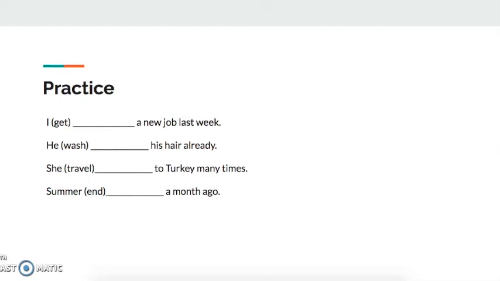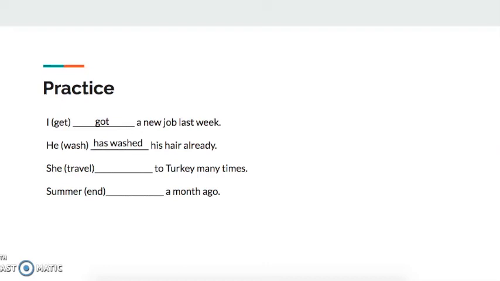Okay, so the first one. I, and in brackets is the verb get, a new job last week. So what verb could we put in there? Is it a simple past or present perfect? Got, which is a simple past. Good. Next one. He washed his hair already. So this action, is it a simple past or is it a present perfect? He has washed, which is present perfect. Good.